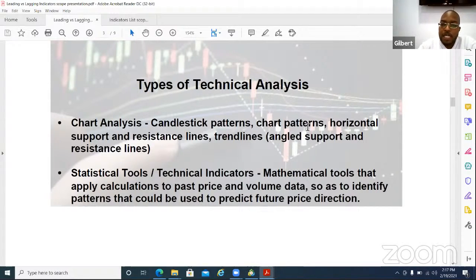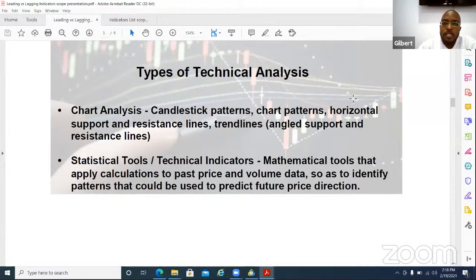Then we also have chart patterns. These involve a group of candlesticks that come together to form a larger pattern. So from there, you have things like the triangle patterns, the symmetrical and ascending and descending triangles. You have the rectangles, you have the wedges, you have the pennants and flags. So there are quite a number of these chart patterns. Then we also have horizontal support and resistance lines.